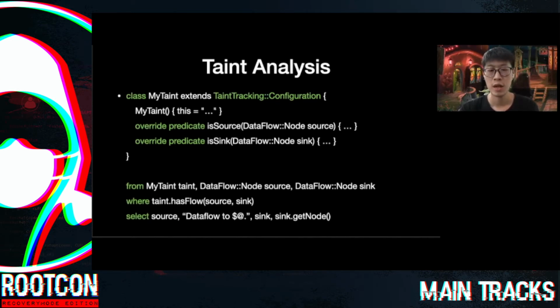So a taint tracking or data flow query gives results when there is a flow of data from a source to a sink, which is not blocked by a sanitizer. These three components are bound together using the taint tracking configuration. The purpose of this configuration is to specify exactly which sources and sinks are relevant to the specific query.